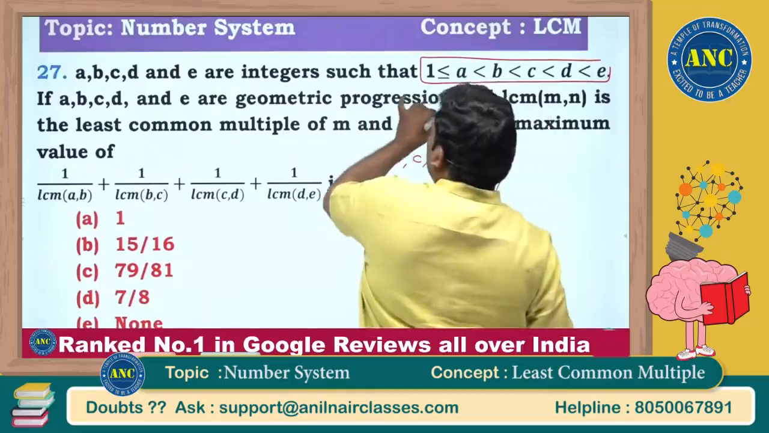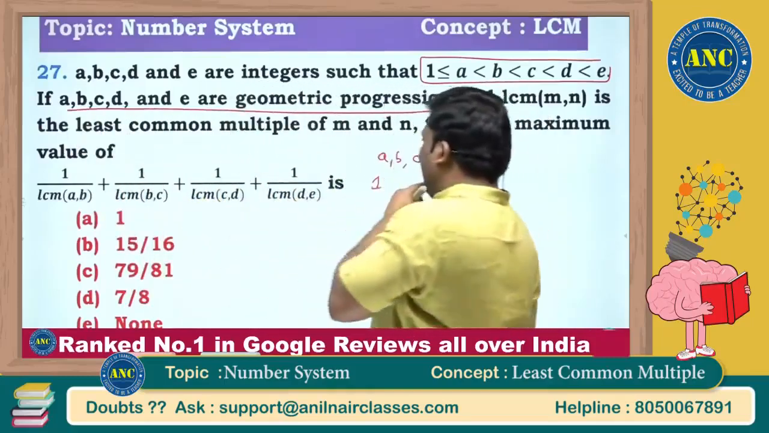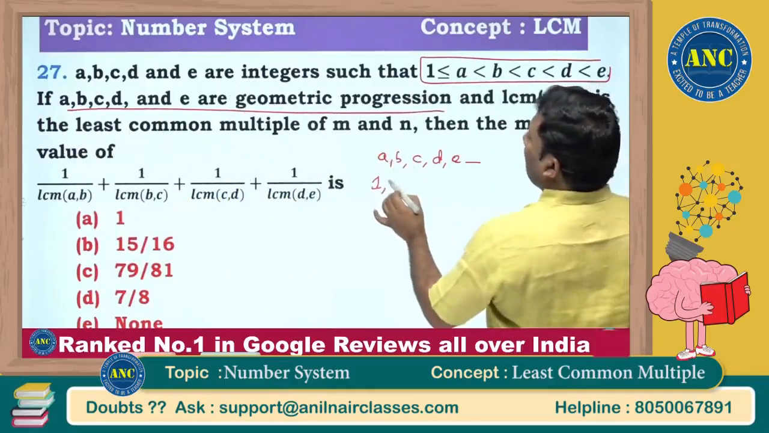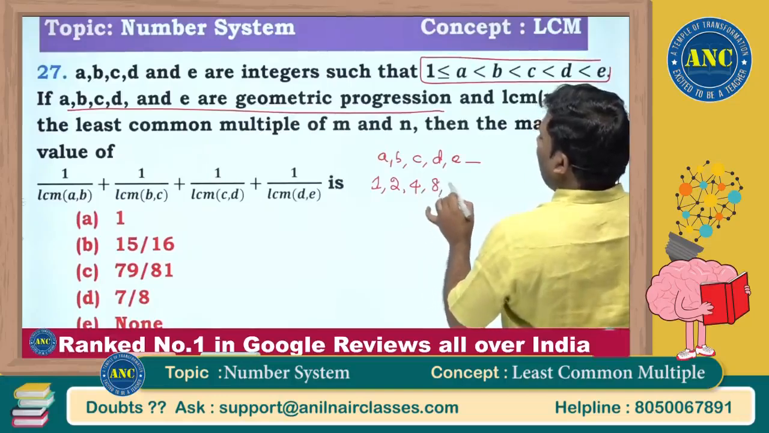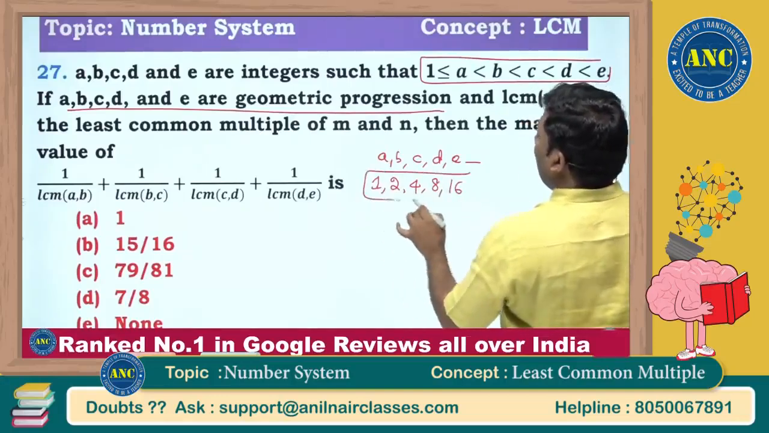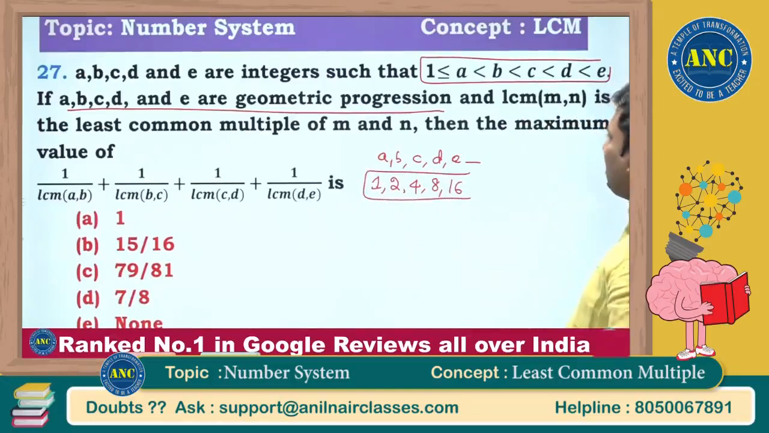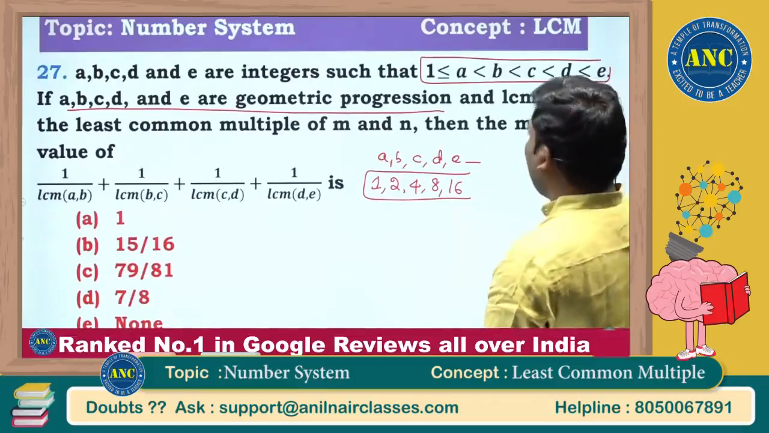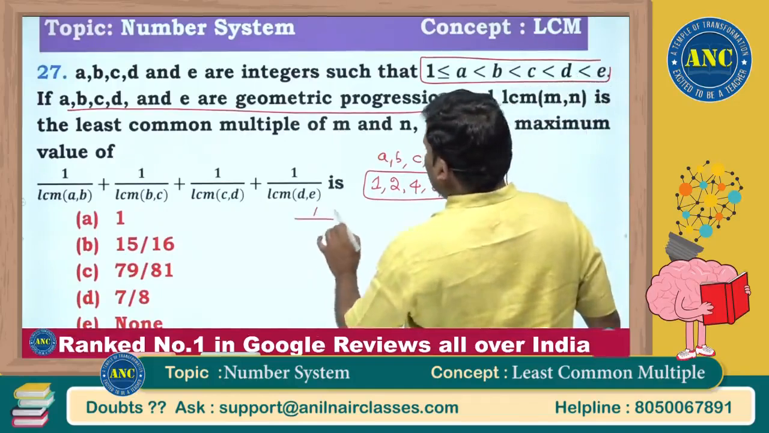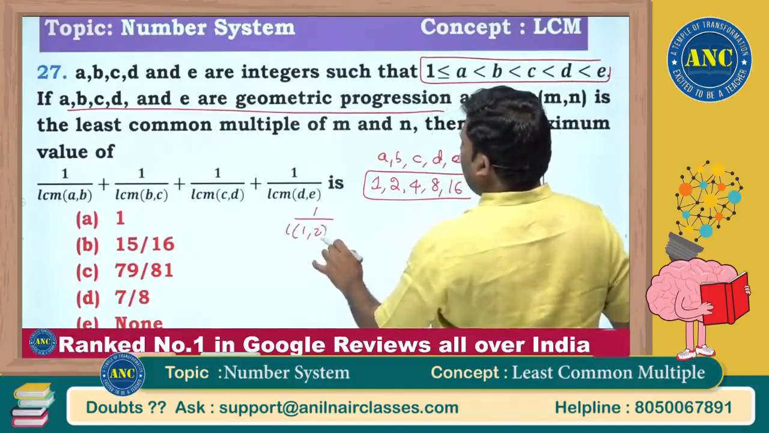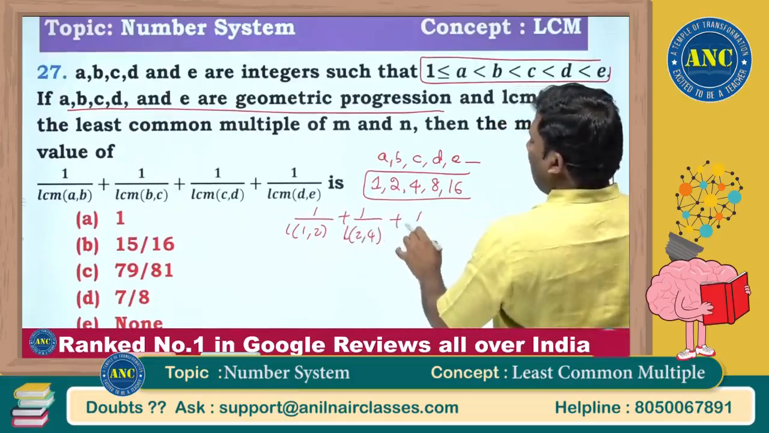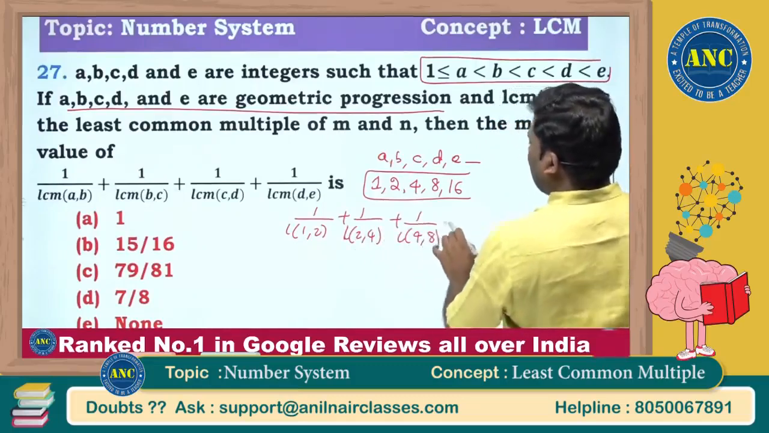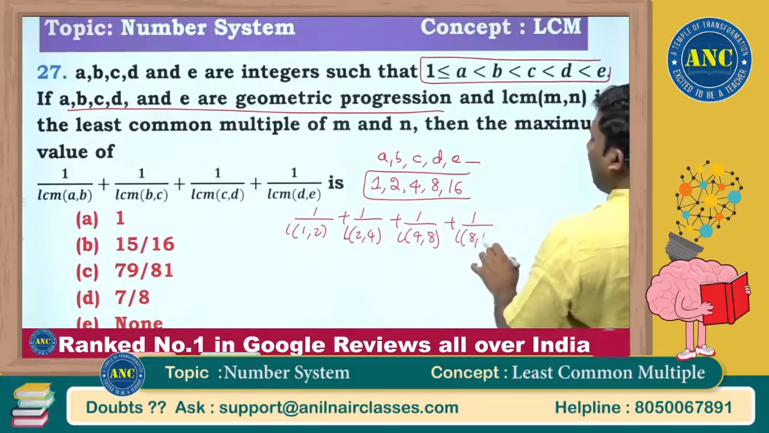If A, B, C, D, E are in geometric progression, if A is 1, B is greater than A, the next integer will be 2. Common ratio is 2. So 4, next 8, next 16. The lowest values that will happen are 1, 2, 4, 8 and 16. LCM of M, N. So 1 by LCM of 1, 2, next 1 by LCM of 2, 4, next LCM of 4, 8, next LCM of 8, 16.